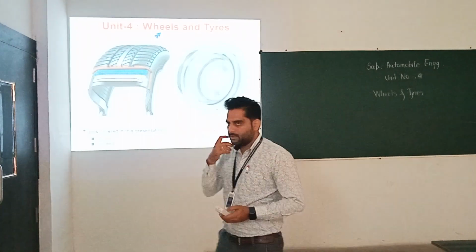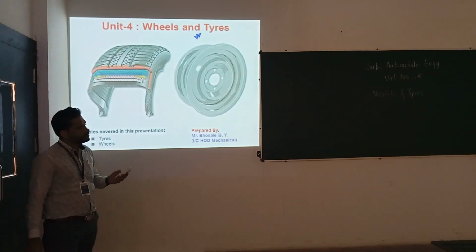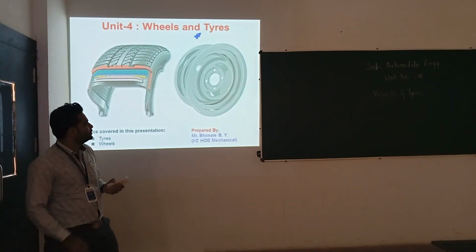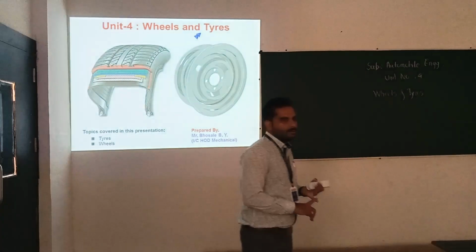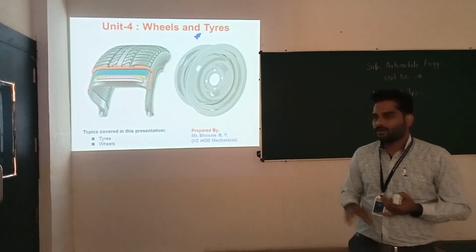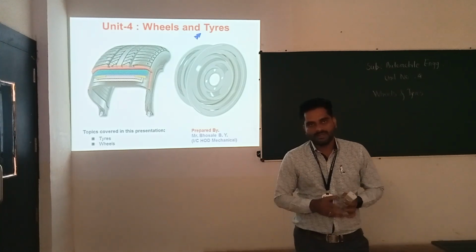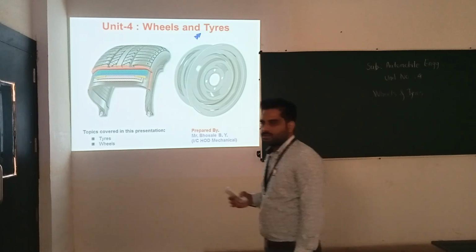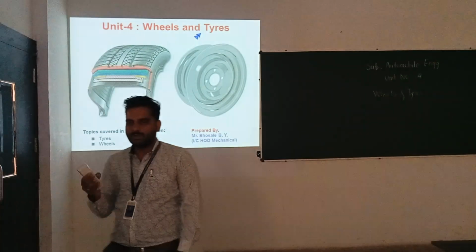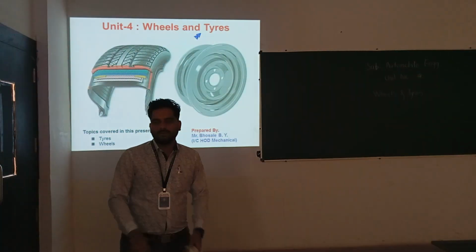Today we start our unit number 4, that is wheels and tires. Already we have seen the first 3 units. The first was introduction to automobile engineering: what the types of automobile are, how automobiles can be classified, and what the basics of an automobile are. After that we went through unit number 2.